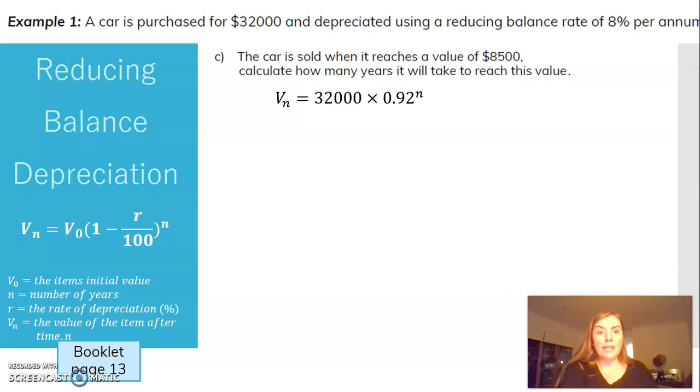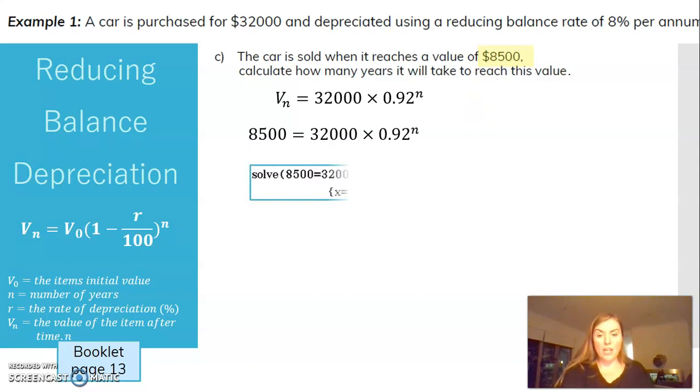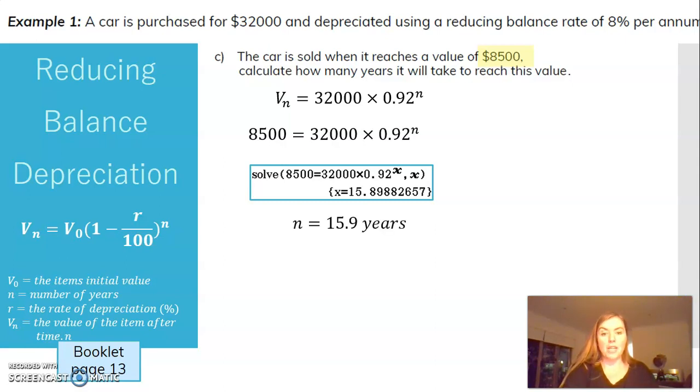We're told the value is $8,500. Which spot do you think that's going to go into? My V or my n? It's going to go into the V. So the value of $8,500 goes in here, and we are going to solve how many years it takes to reach this value, which is given by our n. Popping that in there, you will then grab your calculator, type in solve, and then write this equation, so it'll look something like that. And again, make sure you remember it's to the power of. That's giving me a value of 15.8988, which I will round to 15.9 years.